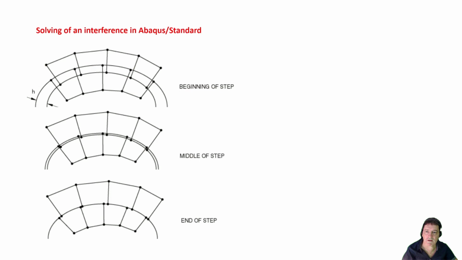The solving of an interference step in Abaqus Standard is shown in the next pictures. It begins with a given interference, the solver solves the contact problem, and at the end the contact has no interference and results in stress and strain.